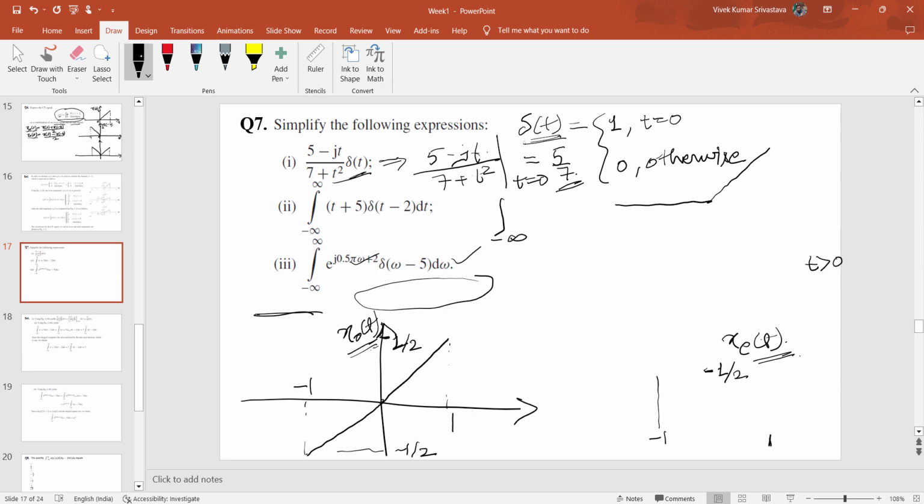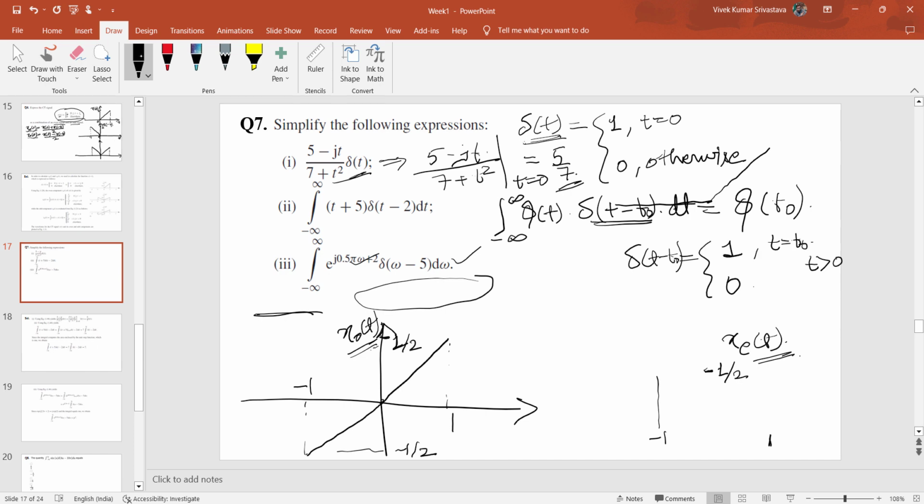as the integral from minus infinity to infinity of phi of t into delta of t minus t naught dt. So this will be equal to phi of t naught. Okay, because here delta of t minus t naught is defined only at t equals t naught. So this delta of t minus t naught is defined only for t equals t naught and its value is equal to 1, and 0 otherwise.